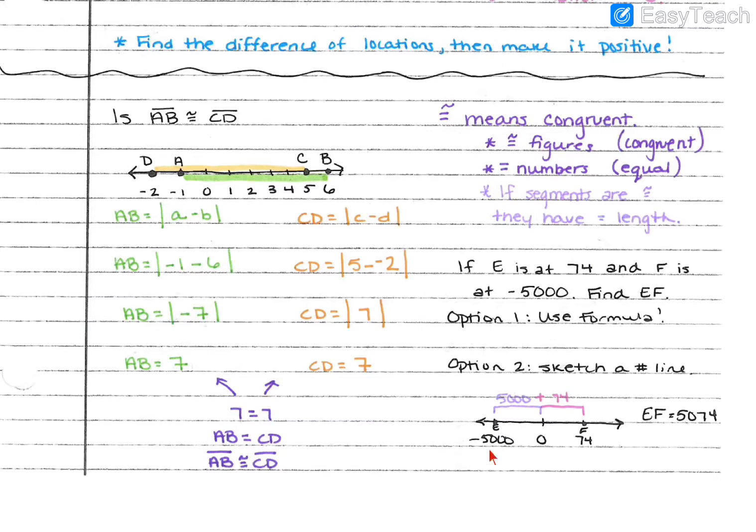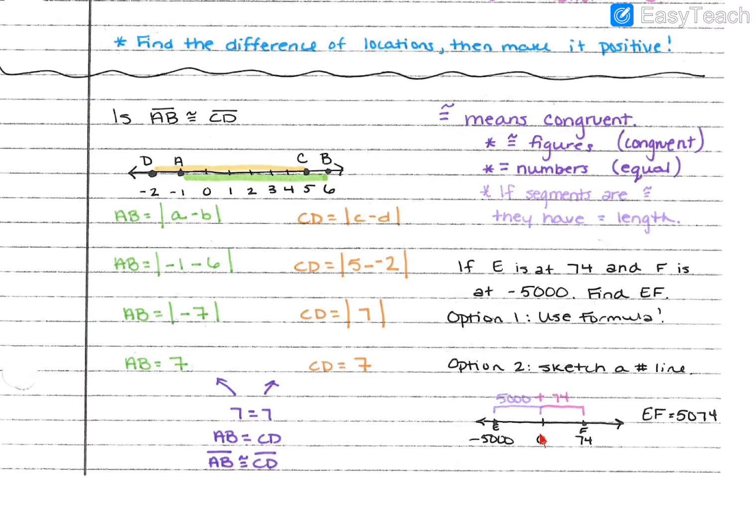If it helps you, sometimes people will make a picture like this one over here. If E is at 74 and F is at -5,000, find EF. You can use the formulas like we discussed. I often will do this route, and even sometimes I visualize this in my head and then I'll draw it out.